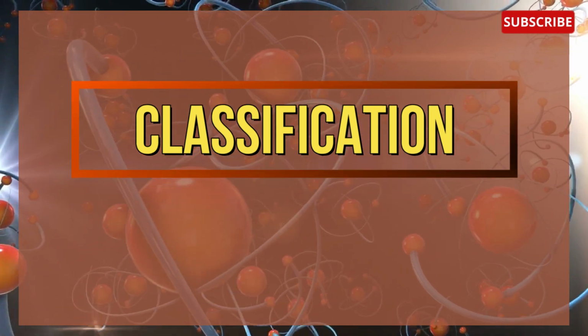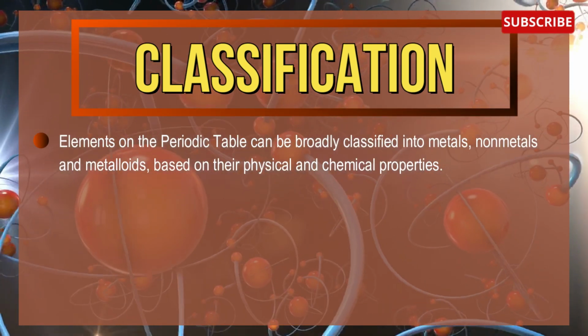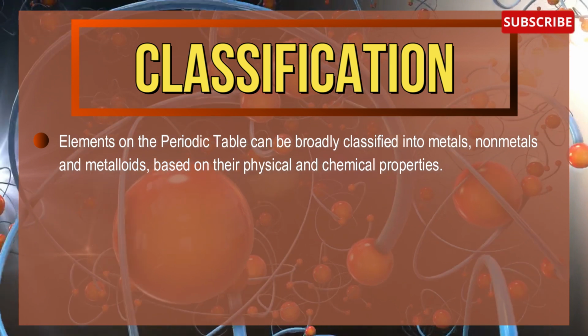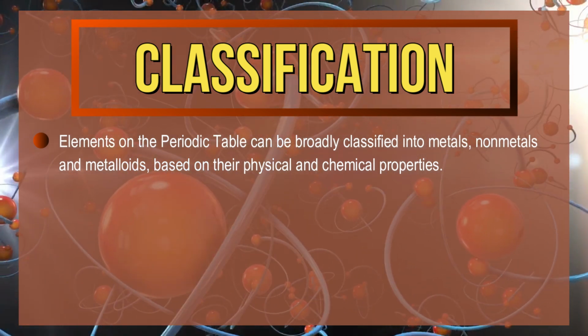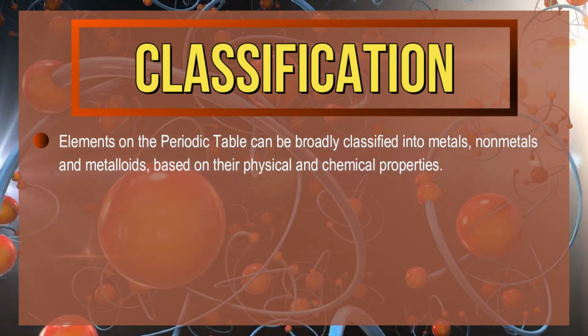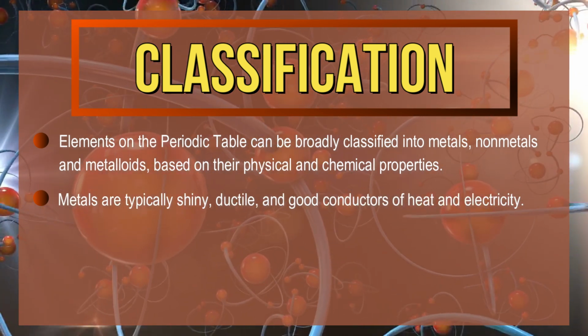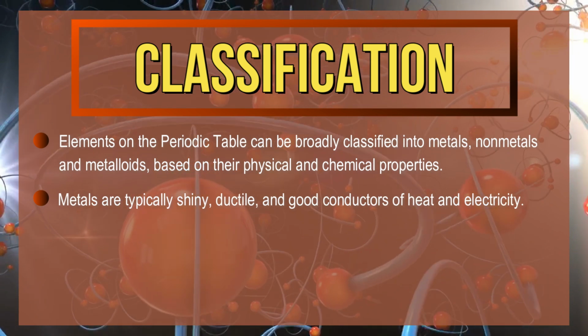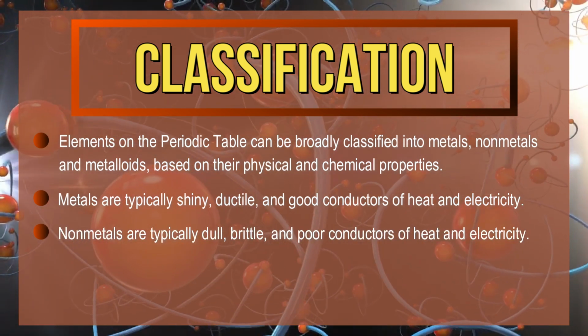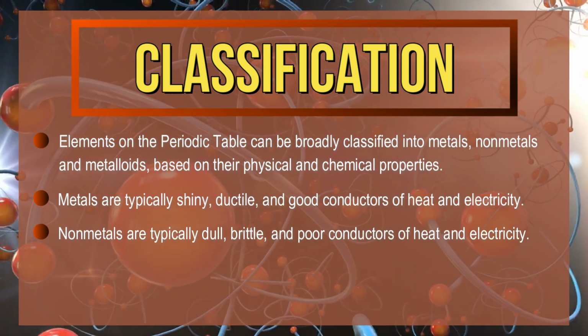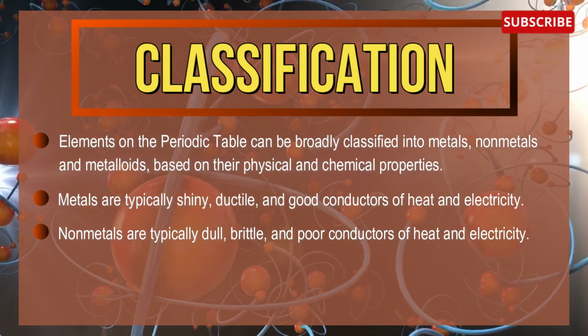Classification of elements. Elements on the periodic table can be broadly classified into metals, nonmetals, and metalloids based on their physical and chemical properties. Metals are typically shiny, ductile, and good conductors of heat and electricity. Nonmetals are typically dull, brittle, and poor conductors of heat and electricity.